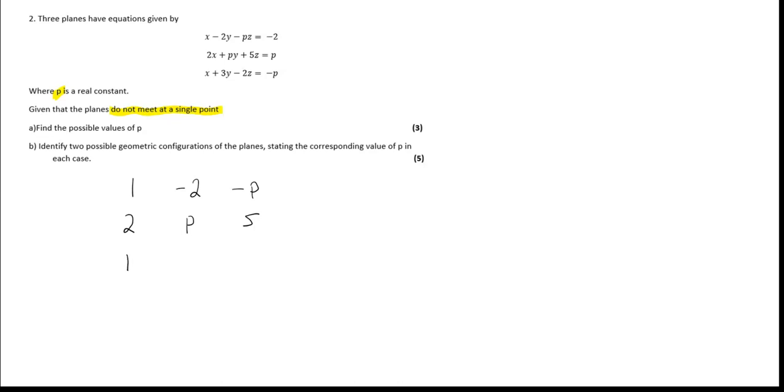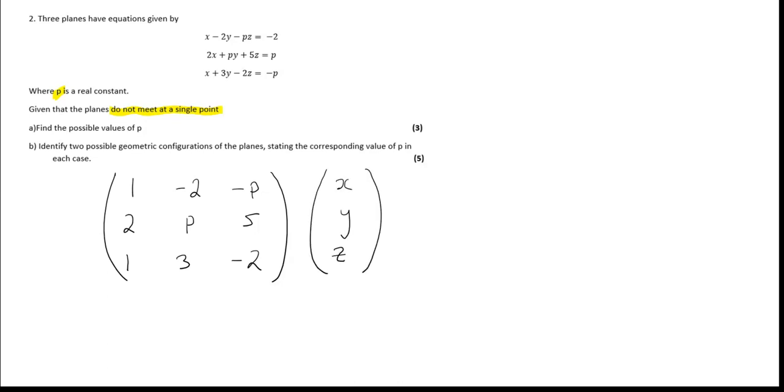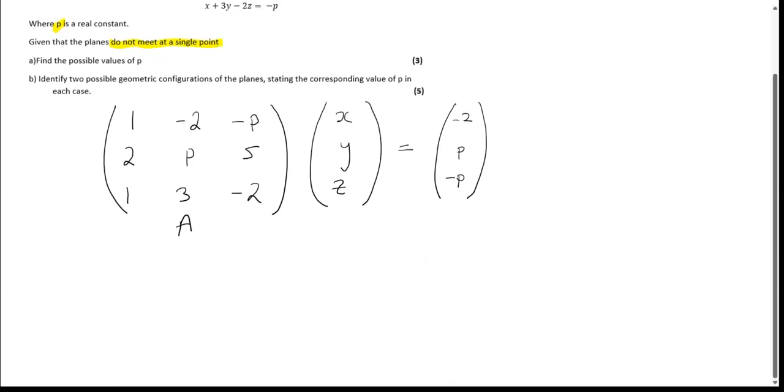The matrix with rows (1, 2p, 5), (1, 1, 3), (1, 3, -2) multiplied by (x, y, z) will give us the three planes, and that's going to be equal to (-2, p, -p). Now if we call this first matrix A, and if these three planes do not meet at a single point, then we know that the det of A is going to be equal to 0.